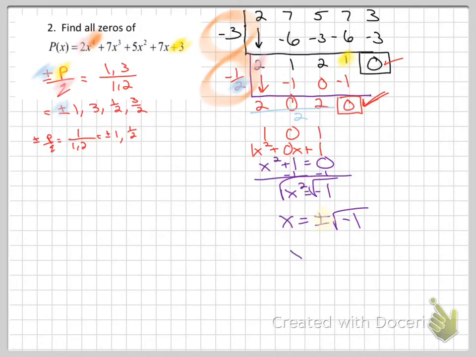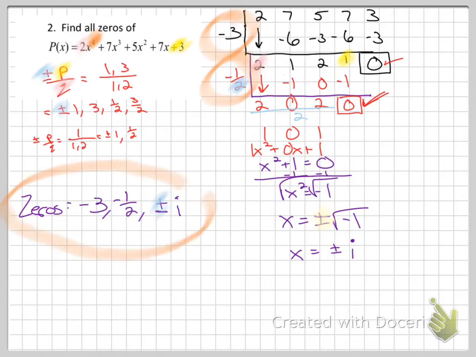Then what is the square root of negative 1? It's i. So my zeros are the negative 3 that worked, the negative 1/2 that worked, positive i, and negative i. Those are your conjugates. You got 2 of them. So when you finish the problem, 4 zeros.